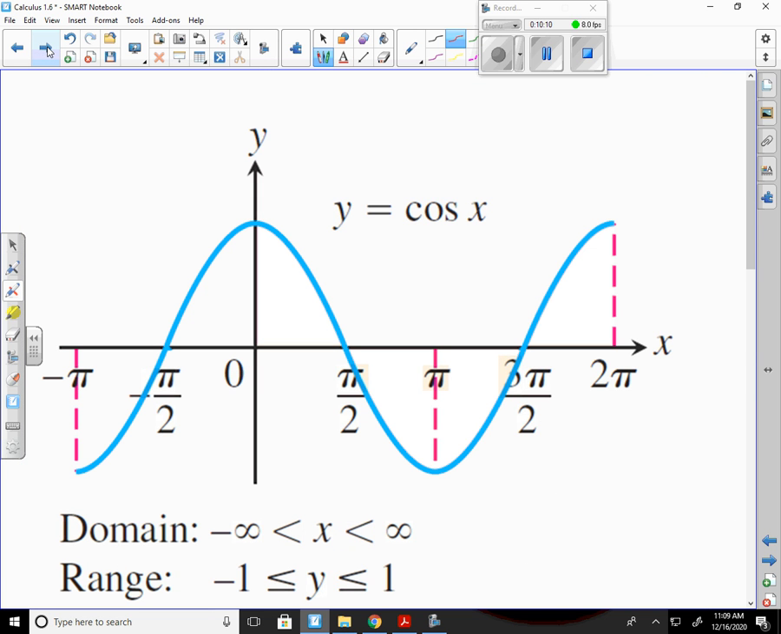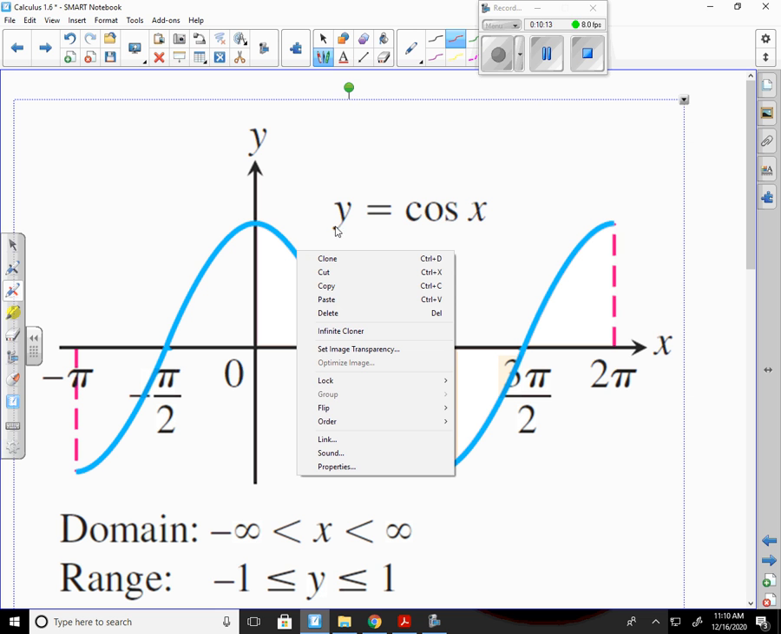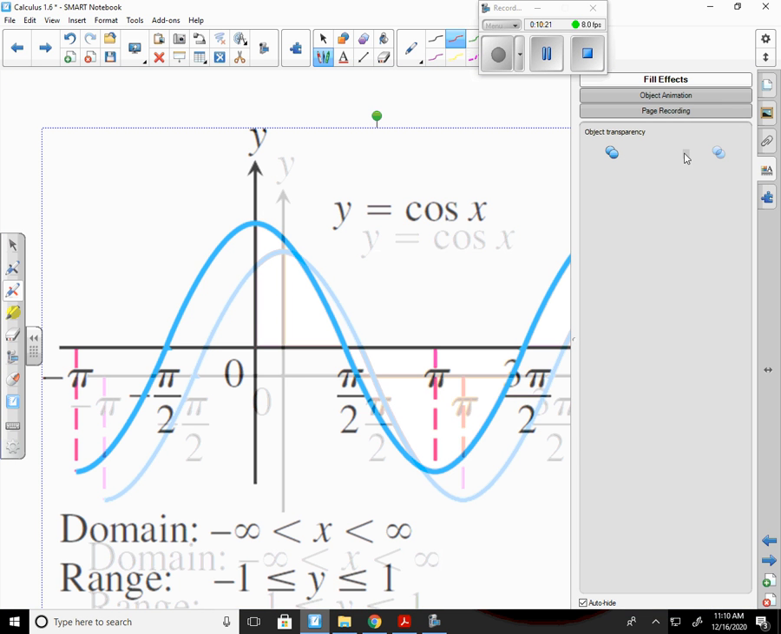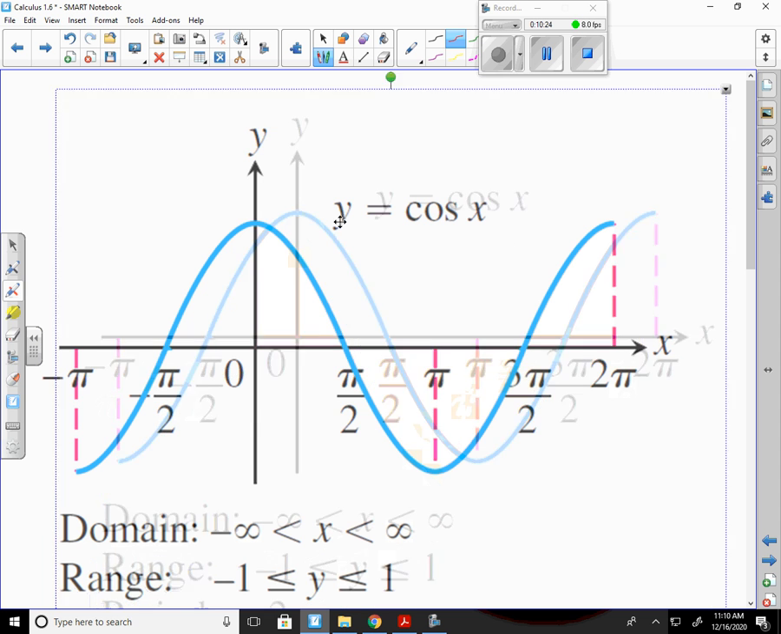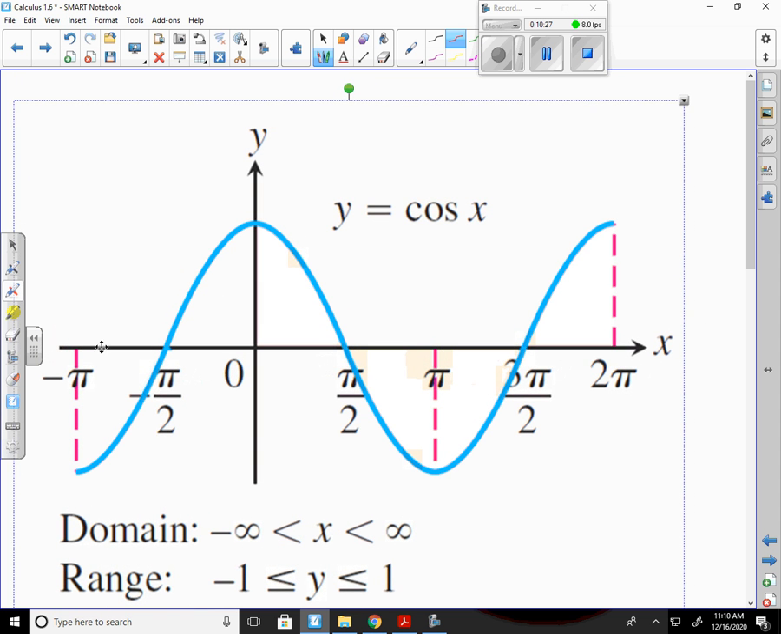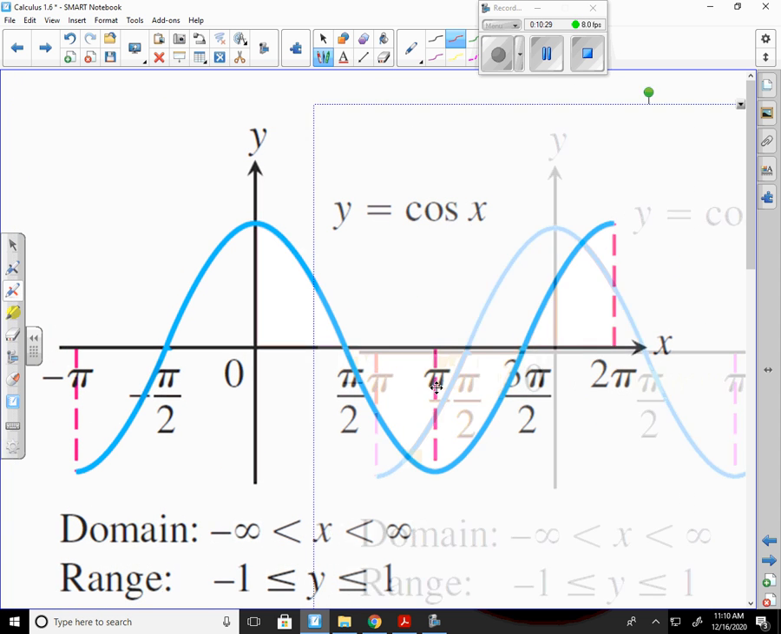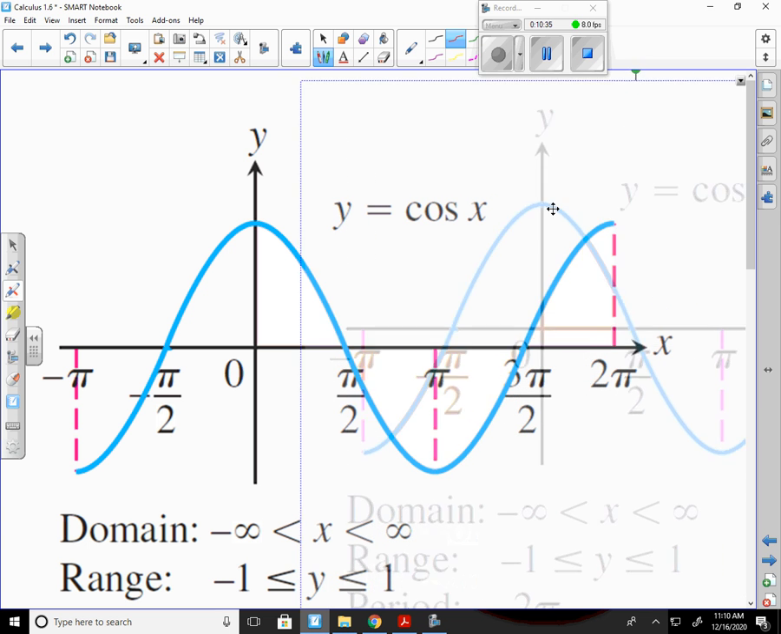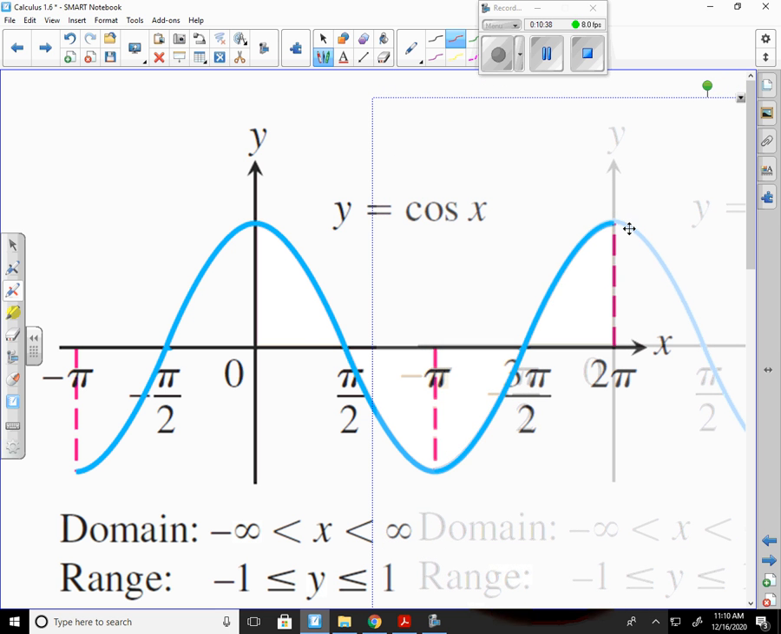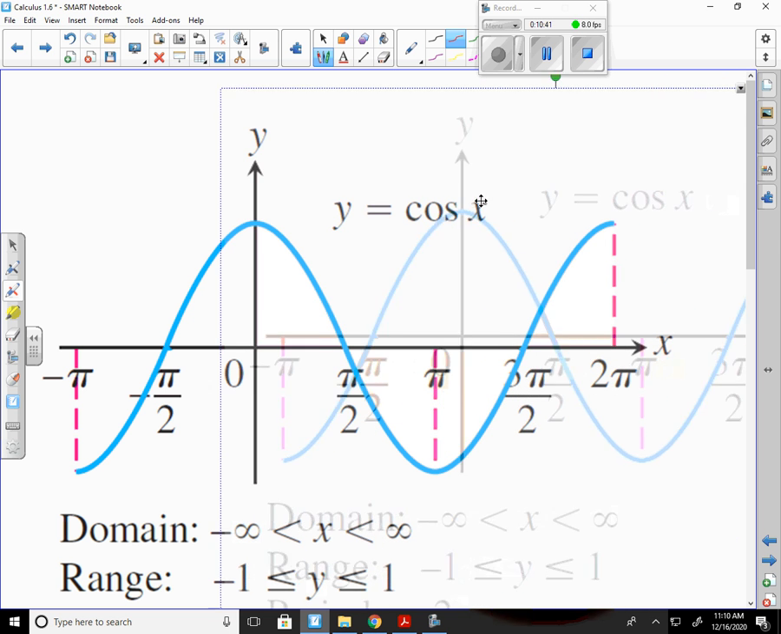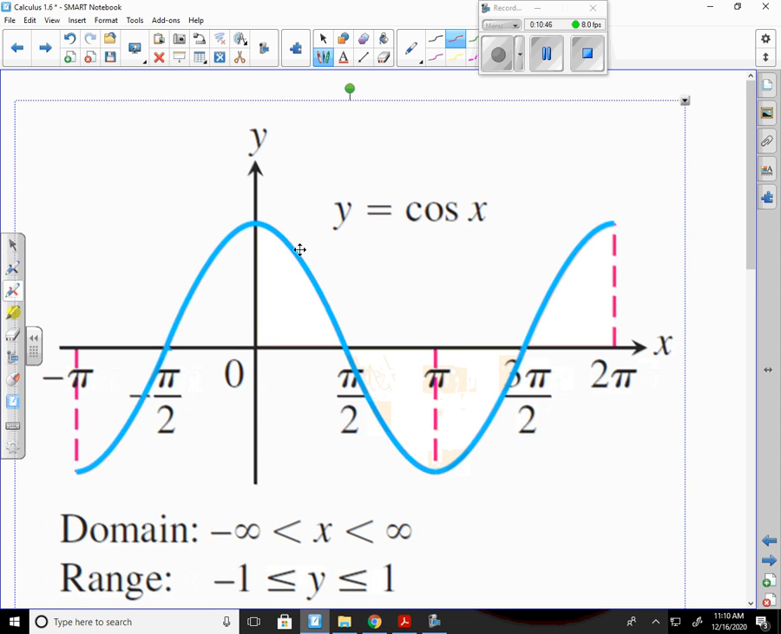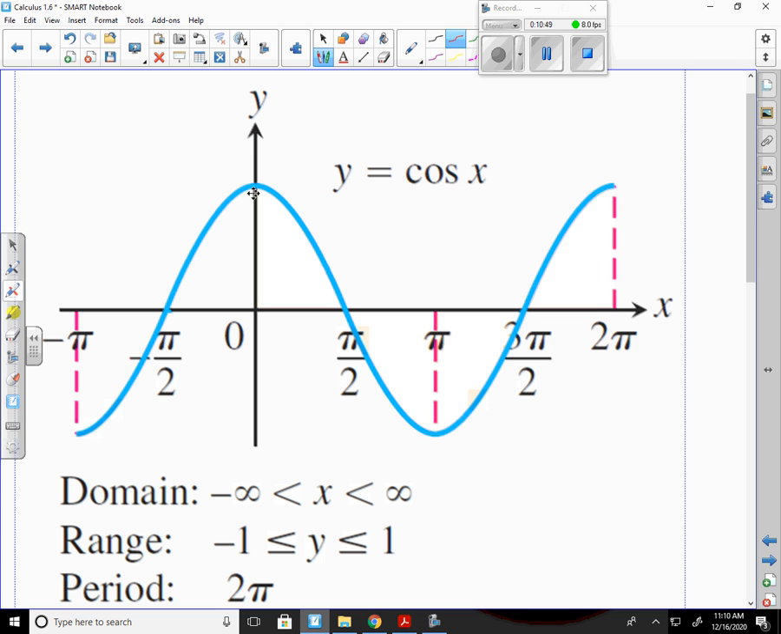If we look at the cosine function, it is very similar. Clone it, set my transparency. If I take my negative pi and move it over to pi, you'll notice that my cycle starts over again. I'm lining up perfectly with it. And that's because it also runs on a period of 2 pi. So every 2 pi it starts over again.